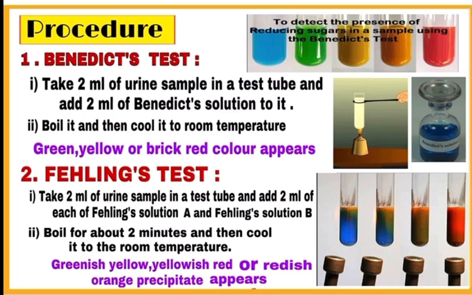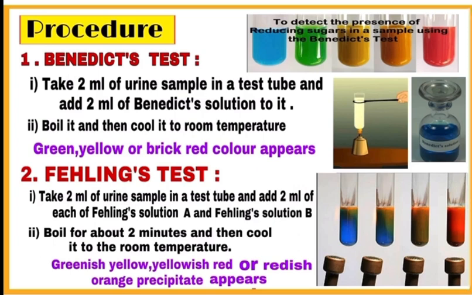First test is Benedict's test. For this, first take 2 ml of urine sample in a test tube and add 2 ml of Benedict's solution in it. Now, boil this mixture and then cool it to room temperature. You may notice the green, yellow or brick red precipitates in the mixture.